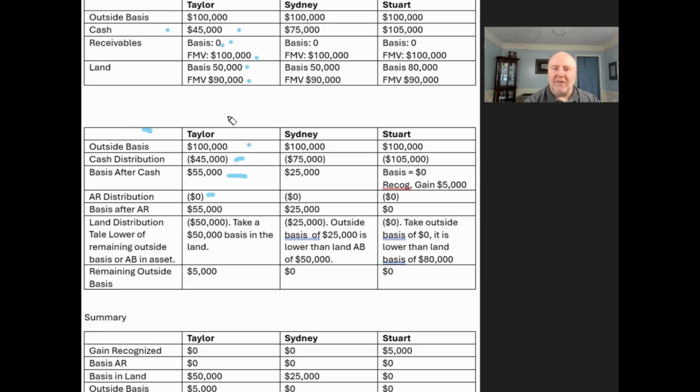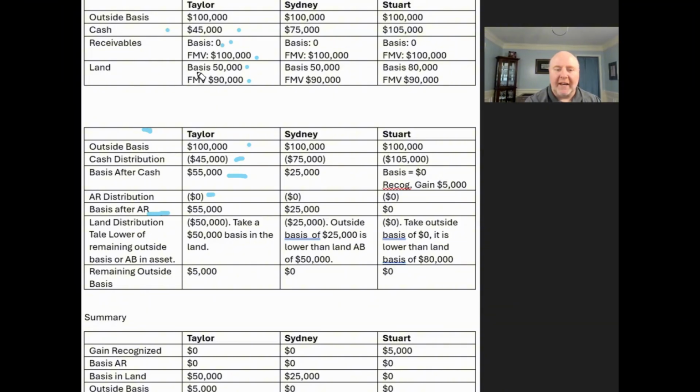Now, what will eventually happen is as Taylor starts to collect those, right? Maybe collects 90,000, maybe collects all 100,000. Well, Taylor's now going to have to recognize gain because her basis is zero and she's collecting 90 to $100,000. So all of it will be gain. So all this is really doing is deferring her recognition. She's eventually going to recognize the gain, which is the difference between her basis and whatever she collects for the fair market value. But because she takes a basis of zero, our basis after we accommodate for cash and accounts receivable is still $55,000.